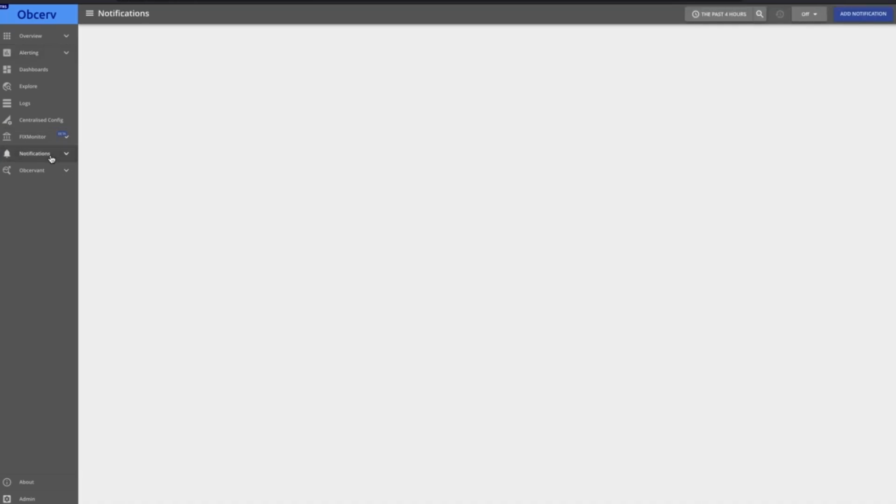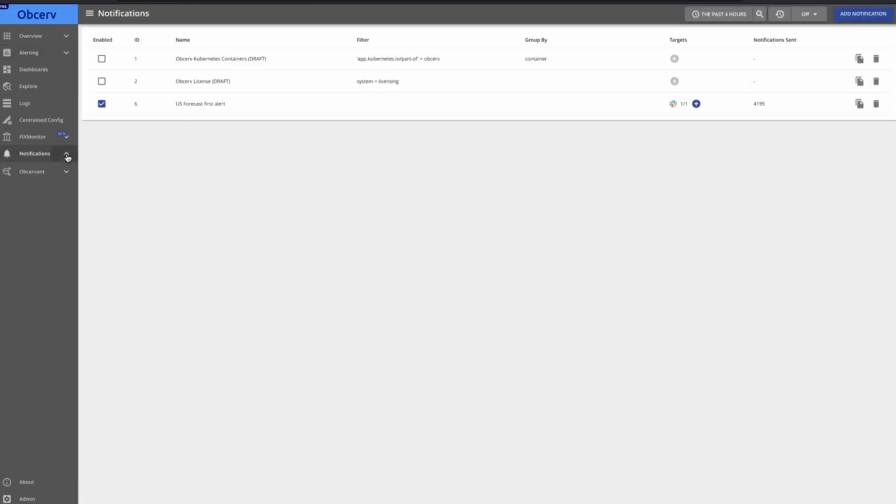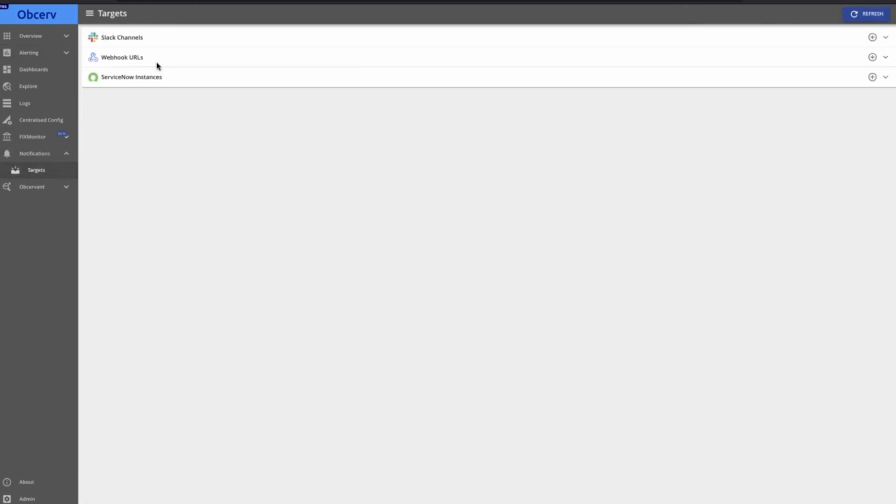What I can also do is set up notifications from here as well. And you can see I can do it to Slack, standard webhooks, ServiceNow integrations. We're adding a lot more to this.